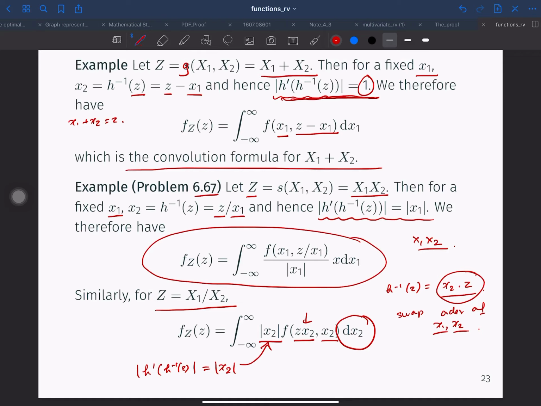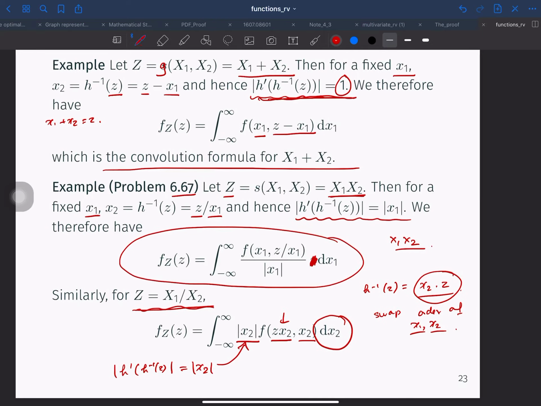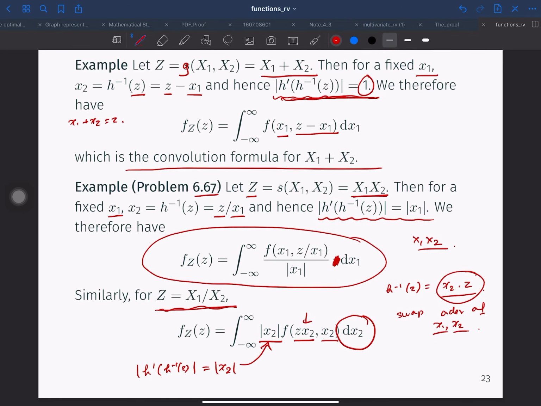And so this is a convolution formula, analogously. But there's a typo here. Let's erase this. There should not be any x there. Yep. So this is the formula for the PDF of the product, and this is the formula for the PDF for the quotient. Okay, so that is just a general result.